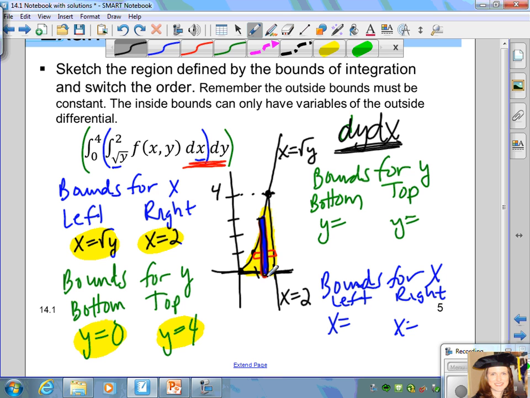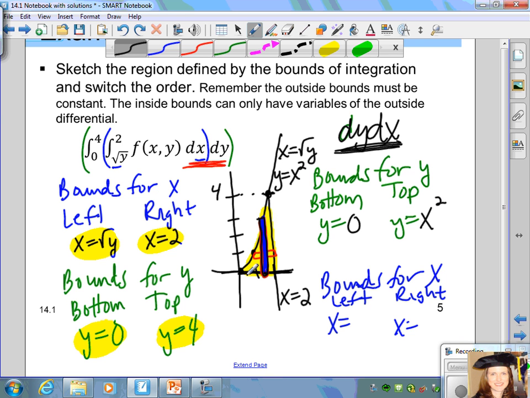Now the bottom of this rectangle here, no matter where you slide it left and right, the bottom of that rectangle is always going to be y equals 0. The top of that rectangle is on the curve. Now what does y equal on the curve? Well, if this equation is x equals square root of y, if we solve for y by squaring both sides, we get y is equal to x squared. That is going to be our upper bound for y.